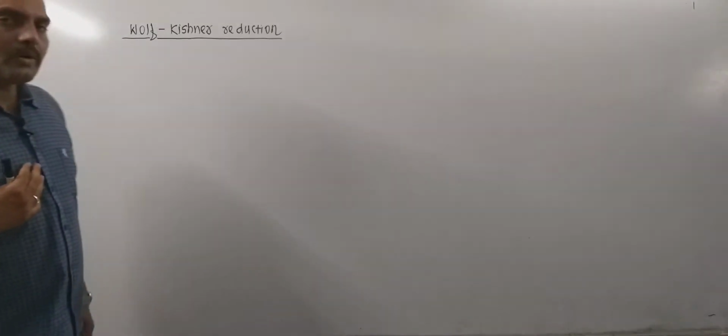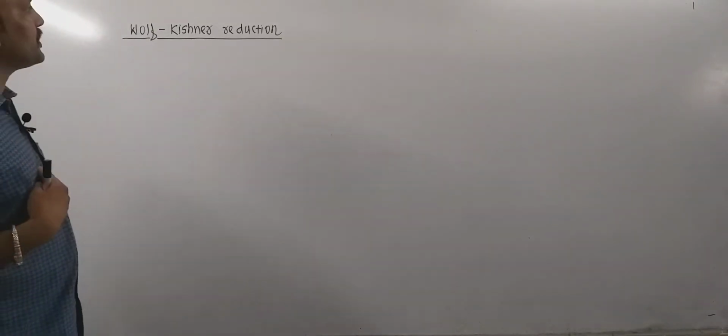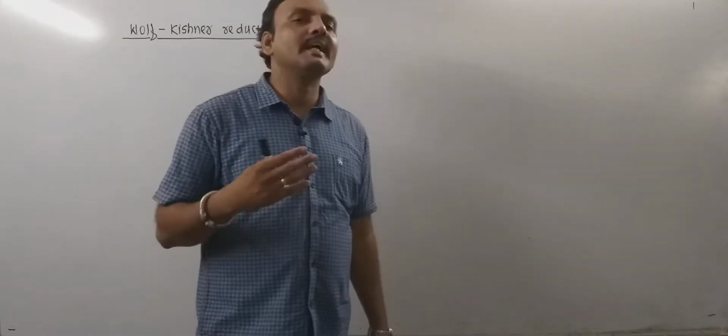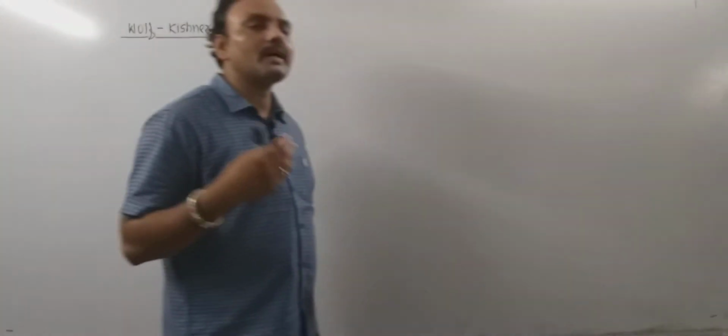Hello everyone. Today we are going to discuss Wolff-Kishner reduction. Now Wolff-Kishner reduction is conversion of carbonyl compounds, that is aldehydes or ketones, into corresponding hydrocarbons. Ketones give better yield of the product.